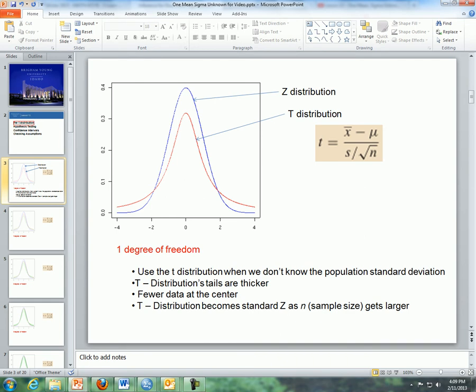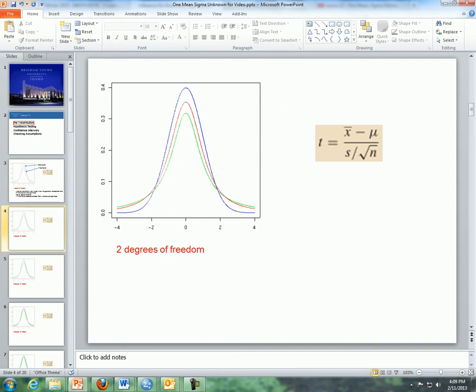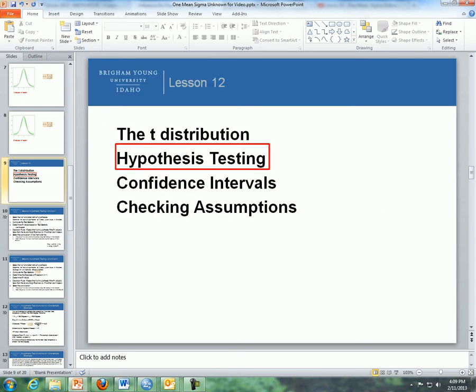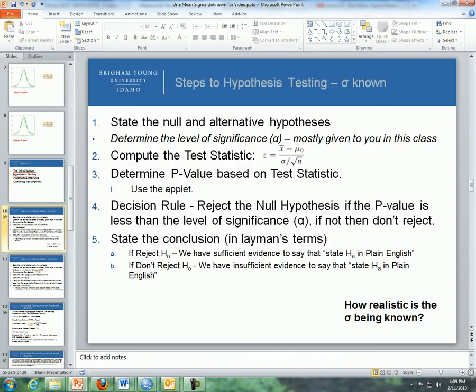Now if we increase our degrees of freedom, and in turn our sample size, notice what happens to the t-distribution. It becomes closer and closer to the z-distribution. So that's one of the benefits of increasing our sample size, is that we have thinner tails for this bell curve. Okay, so now that's a brief overview, but basically I hope you see the differences between a t and a z-distribution.